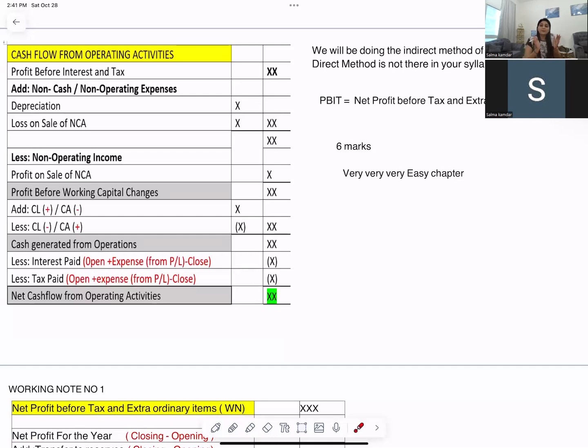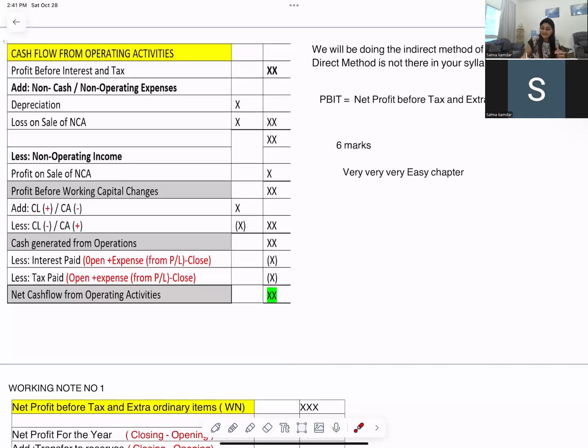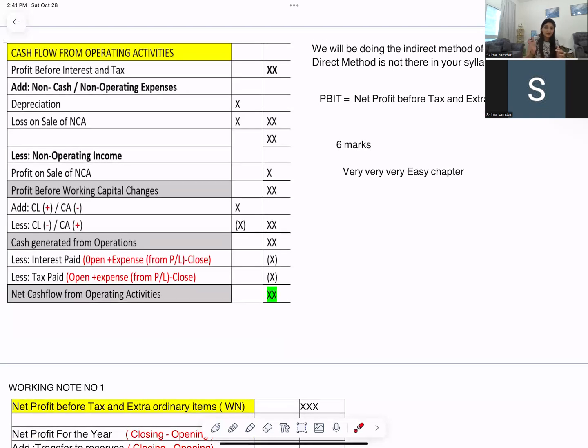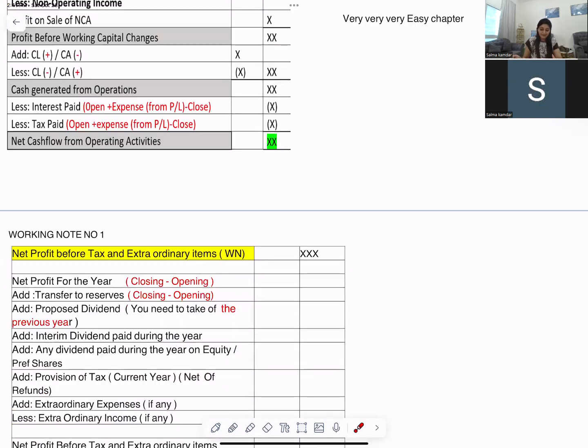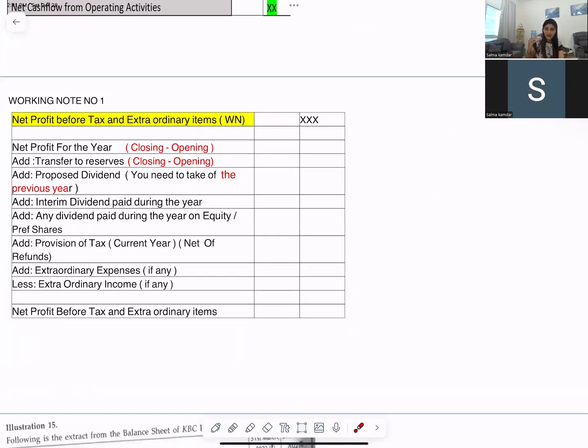For this, you will prepare a working note. Why are we finding this net profit before tax and extraordinary items? Because we are doing the indirect method of finding the cash flow. Direct method is not there in our syllabus. So in this video we are focusing on how we find the profit before tax and extraordinary items.